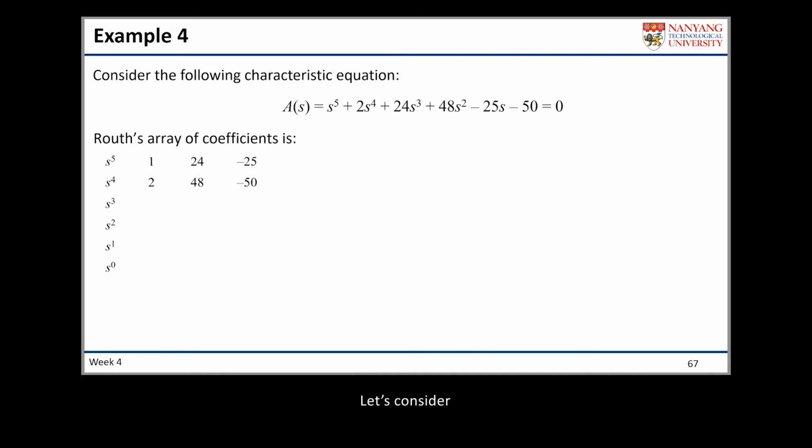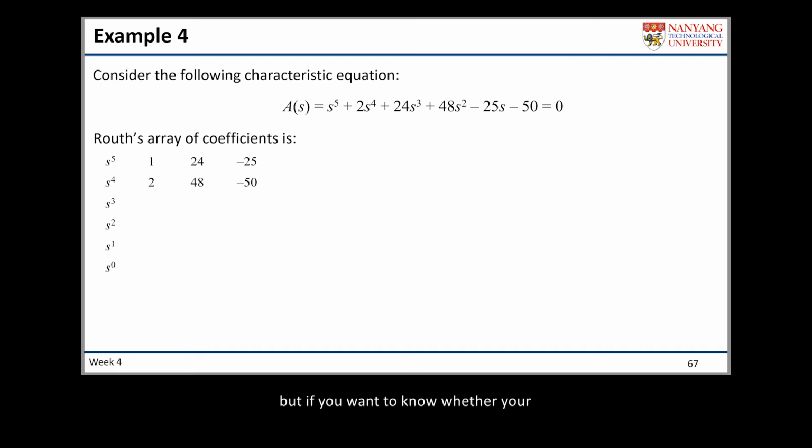Let's consider a system with the following characteristic equation. It's a fifth order polynomial: s to the power of 5 plus 2s to the power of 4 plus 24s cubed plus 48s squared minus 25s minus 50 equals 0. So definitely your system here is never stable. Why? Because it doesn't meet the necessary condition where all of the coefficients have to have the same sign. And in this case, they don't.